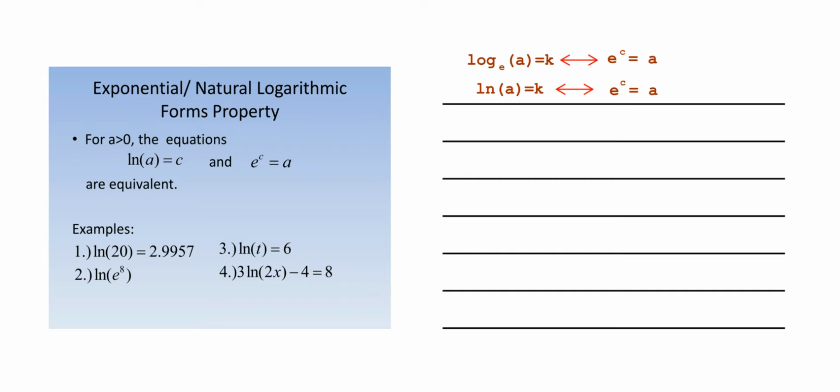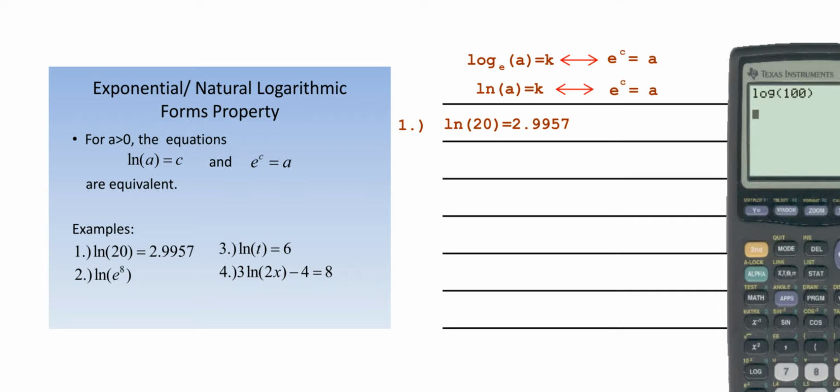So this is the basic function with natural logs. They're equal. They're the same thing as saying log base e, or e to the c equals a. Alright, let's try the first problem then. ln of 20 equals 2.9957. That's just basically a calculator check.